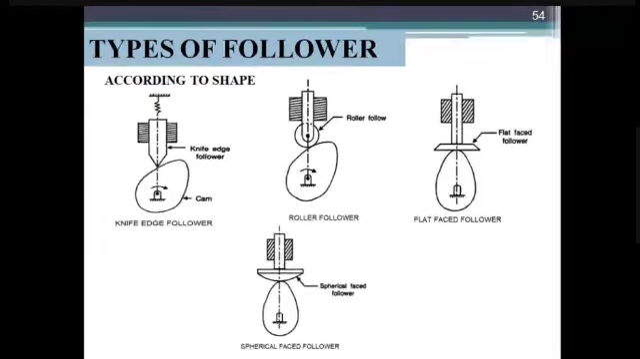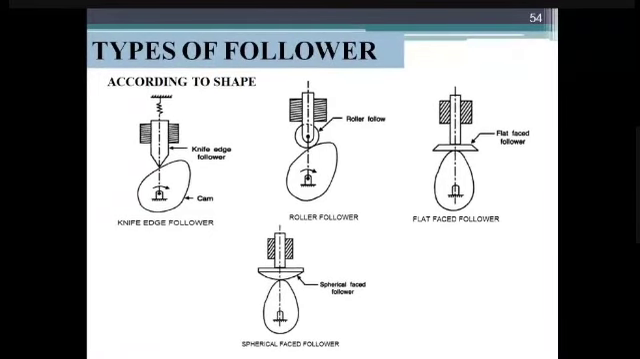The knife edge follower has a sharp knife edge, so excessive wear is possible because of the small area of contact. Then what about the roller follower? It has less wear because of its roller shape, and its applications are oil engines, aircraft engines, and production machinery. Now the flat faced follower: there are high surface stresses because the contact area is more. It is used in automobile engines.